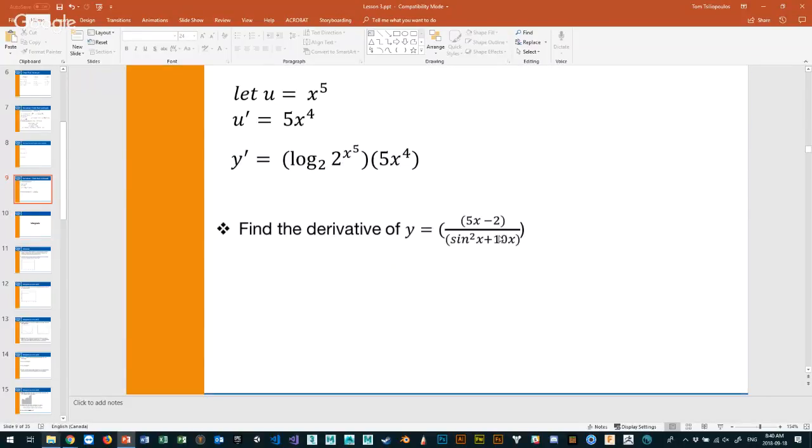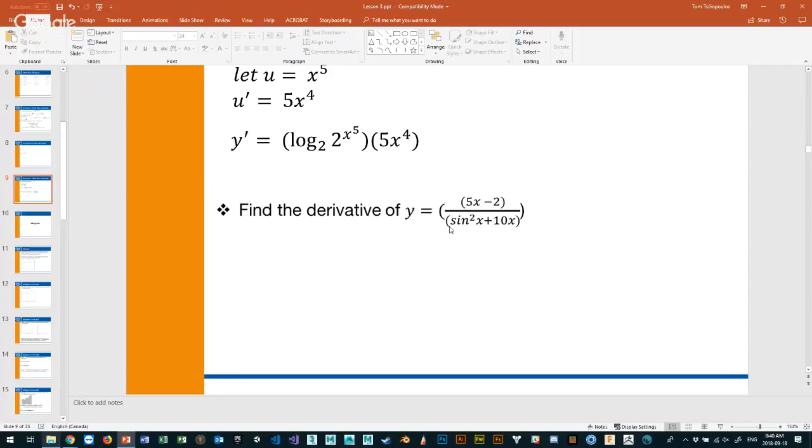So if you go to 5x minus 2 over sine squared x plus 10x, what do we do here? How do I figure this one out? If I didn't know anything about the chain rule, what would I try to do? I'm going to leave this for a lab, because we have to move on. But you can definitely use the quotient rule here because I have the top over the bottom.